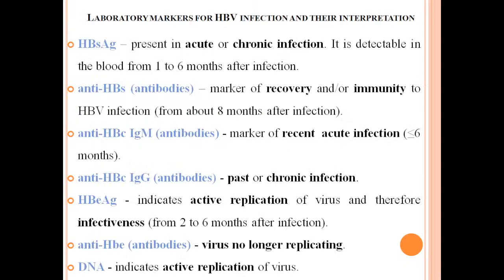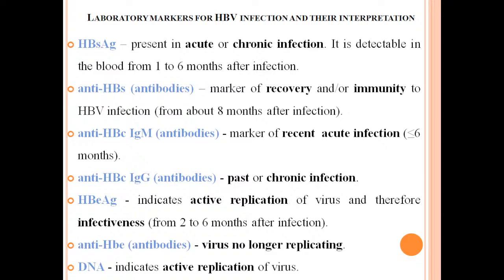I have told you about the main antigens in hepatitis B, and they are used as the main laboratory markers for detection of infection and their interpretation. So we can prognose the stage of hepatitis B disease by using these markers. The first one is HBs antigen. I remind you, it is a surface protein that is present in acute or chronic infection. It is detectable in the blood from 1 to 6 months after infection.